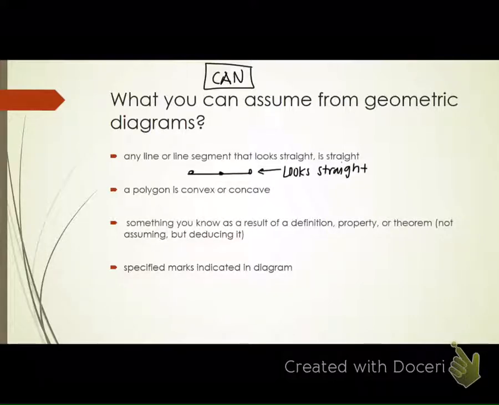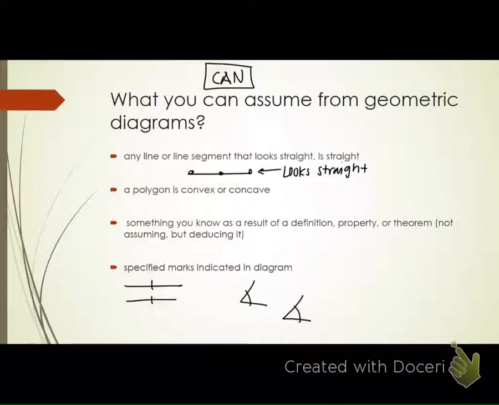So again, we're going to talk about lengths. If two lengths are the same, they'll have the single dash mark. If angles are the same, then they'll have that. If two lines are parallel, they'll have arrows.